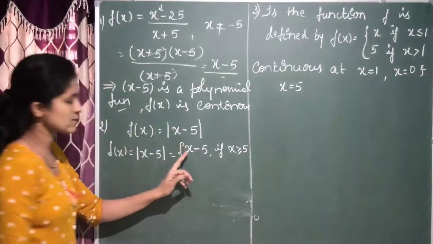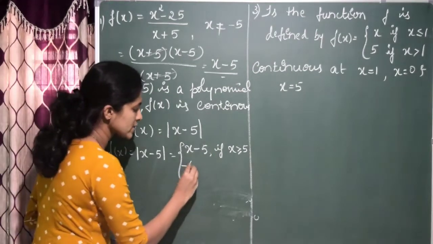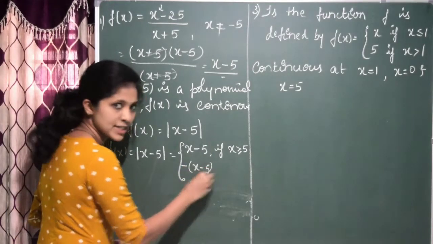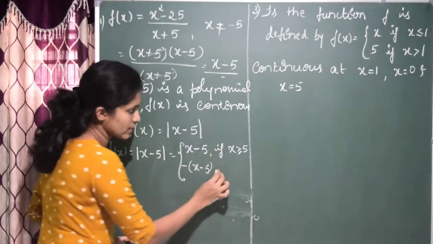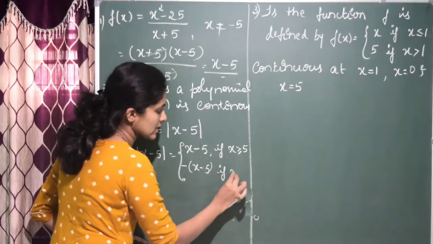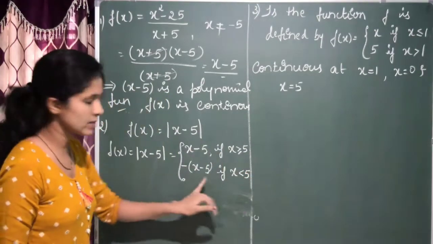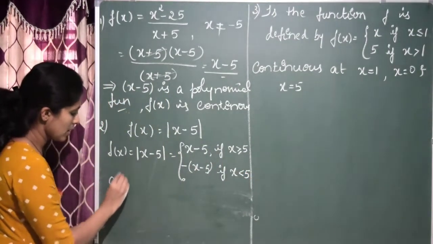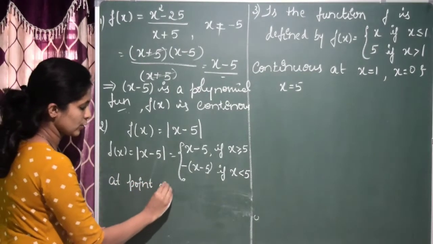So this is now x minus 5 if the value of x is greater than or equal to 5, and this is minus of x minus 5 if the value of x is less than 5. Is it clear? Now we will check the continuity of the function at the point x is equal to 5.